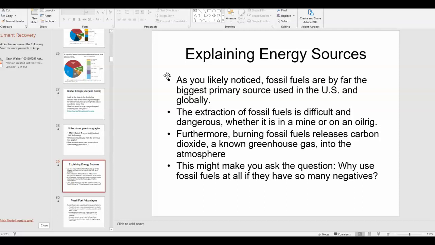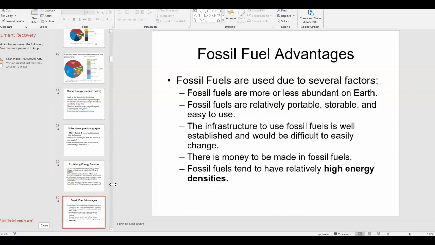So that might bring up the question, why do we use fossil fuels at all if they have so many negatives? The biggest part of our pie is taken up by fossil fuels, and all these negatives seem pretty bad, right? So why do we use them? So let's talk about some of the advantages of fossil fuels. All right, so fossil fuels actually have a lot of advantages to them.